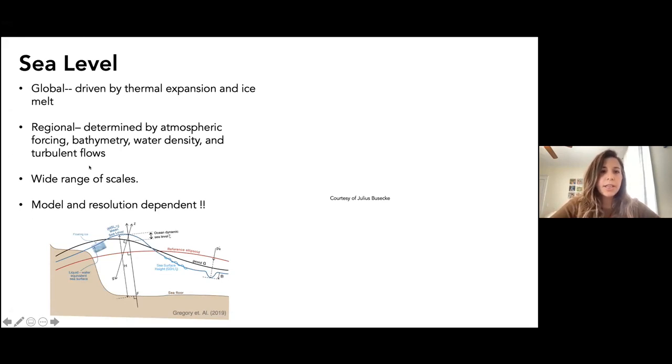However, on the regional scale, it's a lot more complex. And it's determined by atmospheric forcing. So for instance, surface pressure, surface temperatures, wind stress, and additionally, bathymetry, so the distance between the seafloor and the ocean surface, as well as what the coast looks like. Is it hilly? Is it flat? That's really all going to define what the coastal sea level looks like.